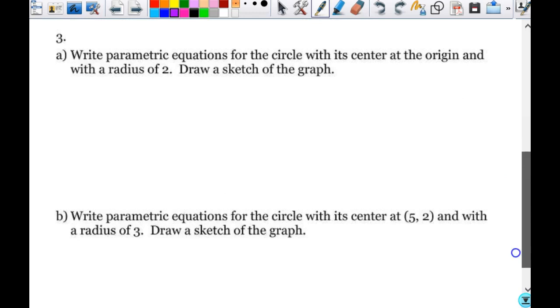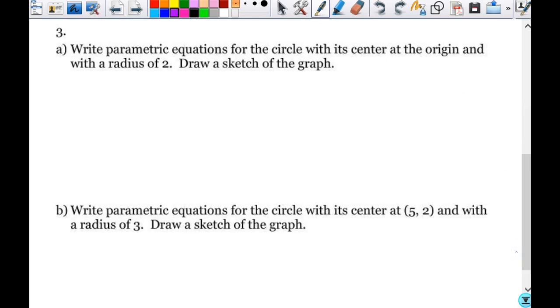So 3 says, write parametric equations for a circle with its center at the origin and a radius of 2. Okay, so here's a couple of things that we know. We know that we can write a rectangular equation like this. Now I want you to think, if I'm going to have to make that into something where I'm going to have to substitute something in, there's going to be some square roots. It's going to be hard to get the whole thing.